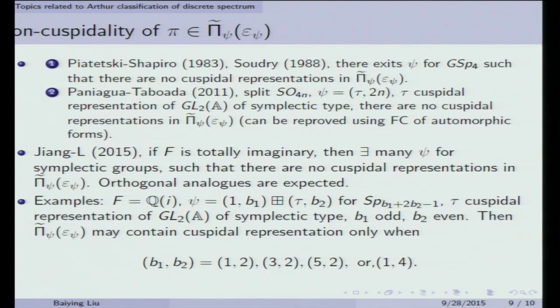OK. In general, if b1 is large, then people expected that there are no cuspidal representations inside. But if b1 is small and b2 is large, then we expect the existence of cusp forms. But over a totally imaginary number field, there are no cusp forms.